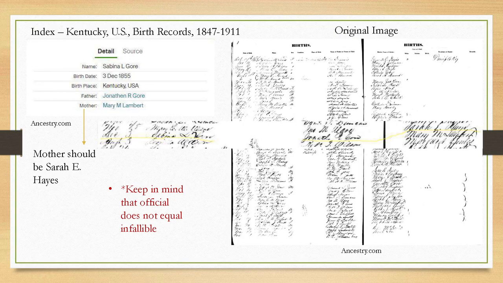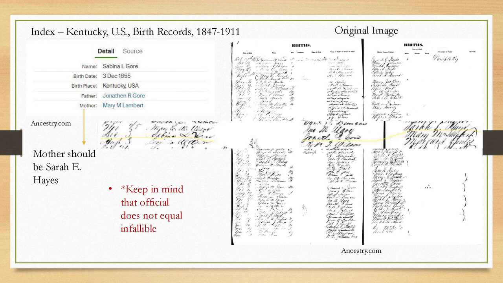This next one is a recent example that I was helping a patron with. She could not figure out Sabina Gore. So this looks pretty straightforward. This is during the time period when Kentucky required vital statistics, when you were required to report births and deaths. They were in registers, although I have seen some certificates, but I'm not really sure what's going on with those.